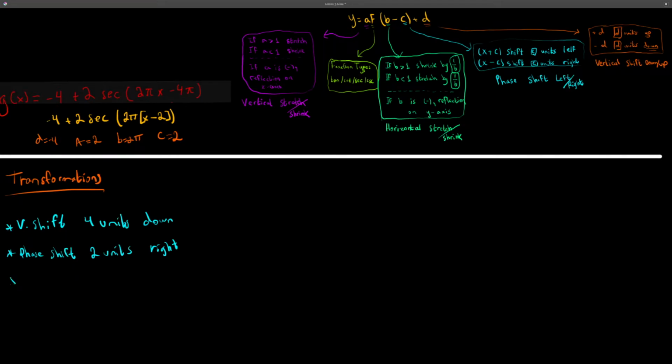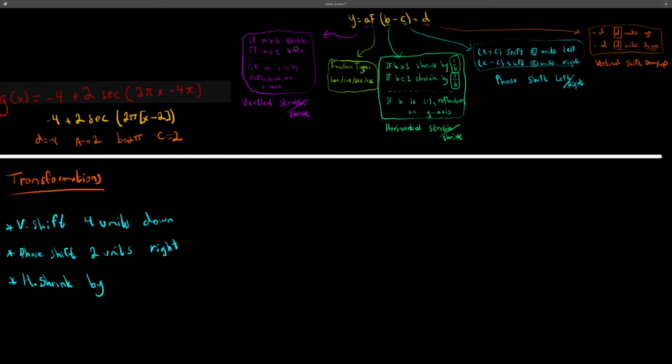Next, we have a horizontal shrink because we have a b value. So it'll be a horizontal shrink. Now, why is it not a stretch? Well, if you look here, b is greater than 1, it'll be a shrink. And if b is less than 1, it'll be a stretch. And we have no negative. So it'll be a horizontal shrink by a factor. Now, you should know that it's a horizontal shrink by a factor of 1 over b, because in horizontal shrinks and stretches, the factor is 1 over b.